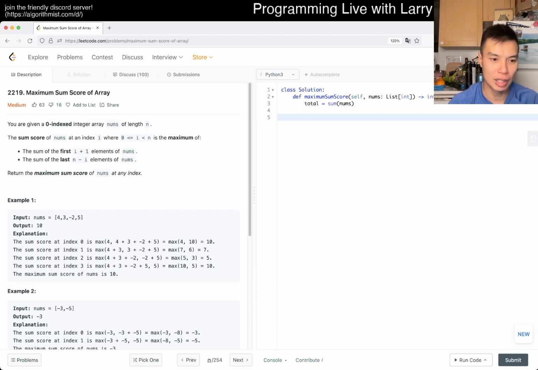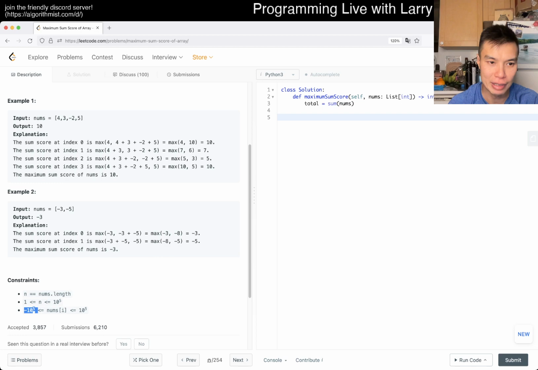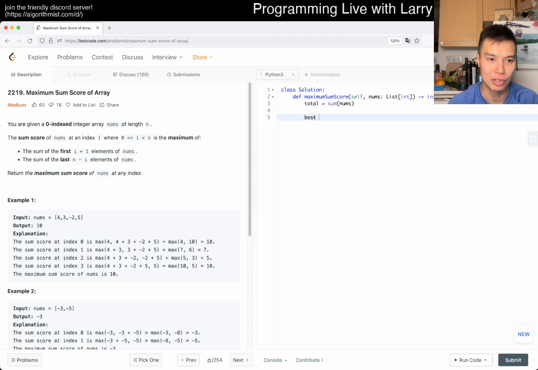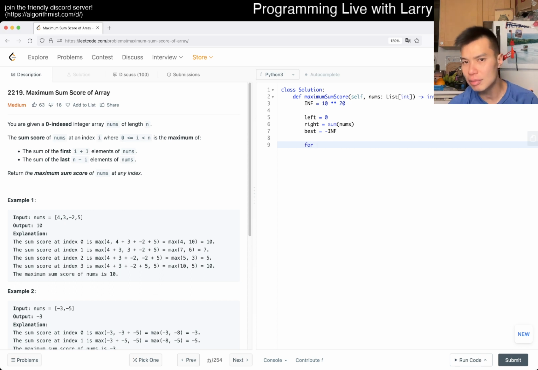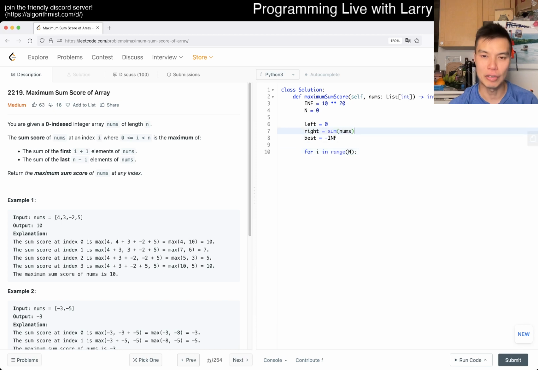So let's be careful as well, because you have negative numbers. I was going to write best is equal to 0, but that's not true, right? Best should be equal to negative infinity. And then now we have the total, and we can actually just change this. We could have the right and then the left, right? Not much to it. We just have to be careful about the bounds. Basically, that's how you start, right?